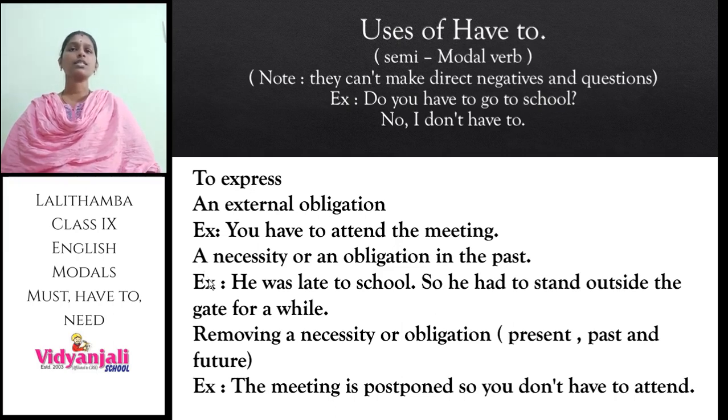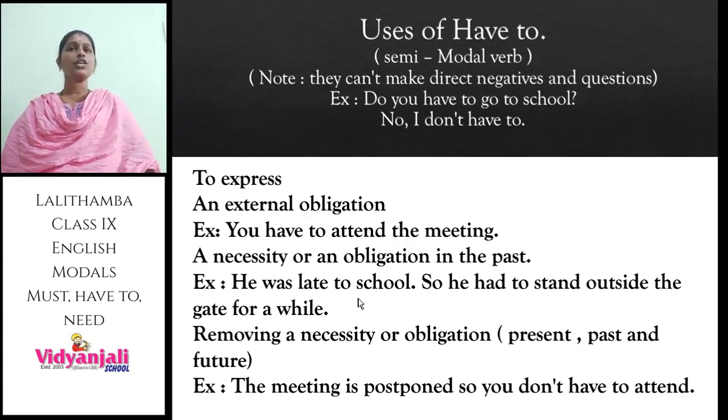And to express a necessity or an obligation in the past, we can talk about the past using have to, but not with must. Let's know the differences in the next slide. Now, a necessity or an obligation in the past. For example, he was late to school. He had to stand outside the gate for a while. We are talking about a past event. So what happened? He had to. Here have to changed to had to. Had to is the past tense of have to.